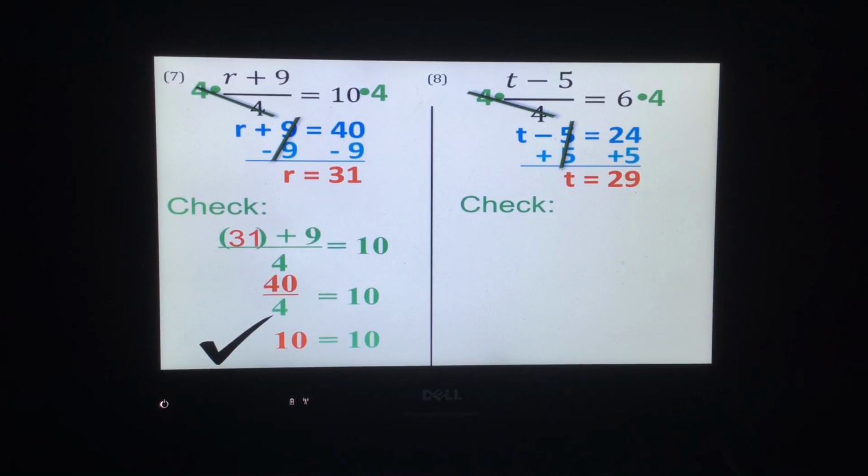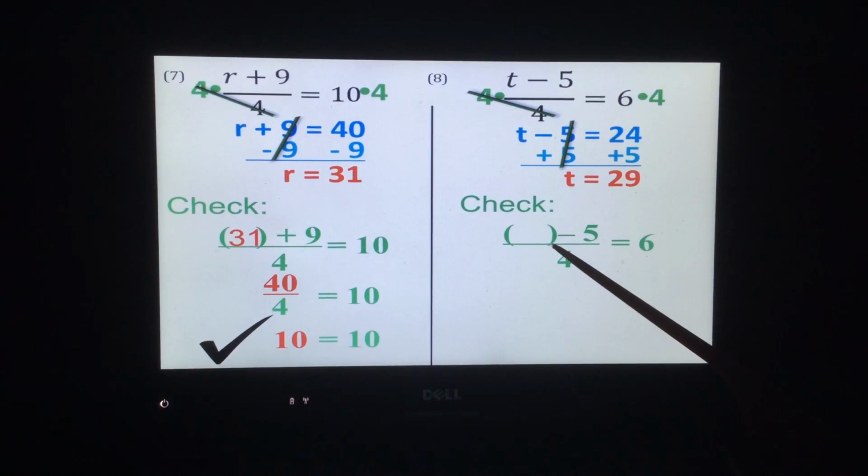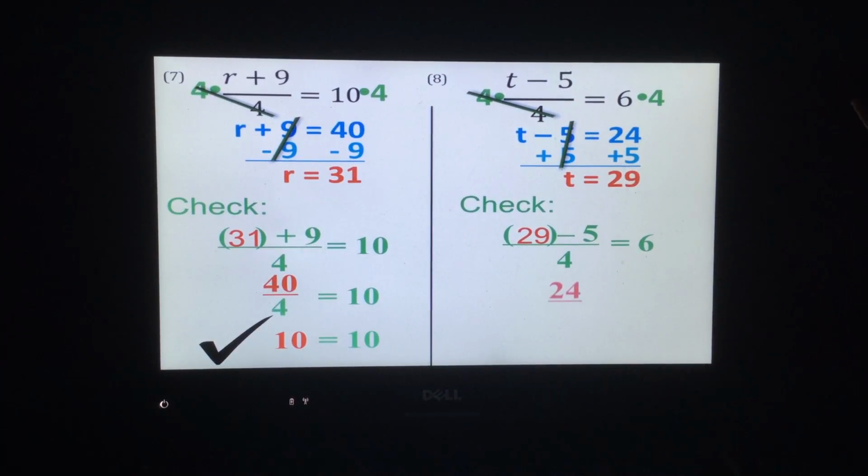All right, we're going to take 29 and plug it in for t right here. So here's my 29. What's 29 minus 5? That's 24. 24 over 4, that equals 6. Okay, 6 equals 6. There's my check.